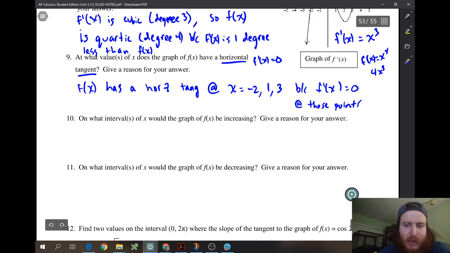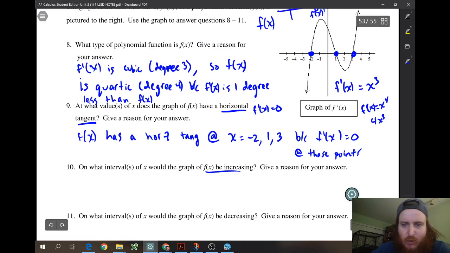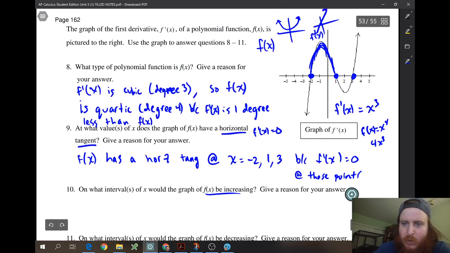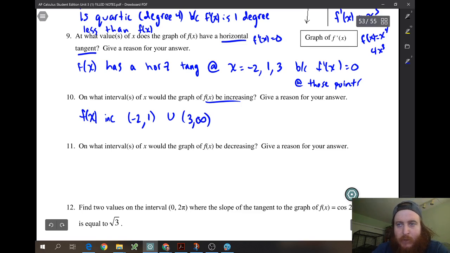Okay, we still are going to be tested on last chapter. These two chapters kind of merge together, so we need to make sure that we're still remembering last chapter. When is it going to be increasing? Well, increasing was when f prime of x was greater than 0. So greater than 0 is where it's above the axis, because we already have the f prime graph. So f of x increases for -2 to 1, union from 3 to infinity. Why? Because f prime of x is greater than 0 for those intervals.